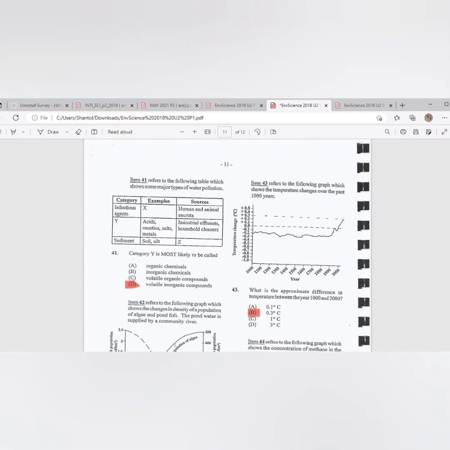Item 43 refers to the following graph, which shows the temperature changes over the past 1,000 years. What is the approximate difference in temperature between the year 1000 and 2000? The answer is 0.3 degrees Celsius.